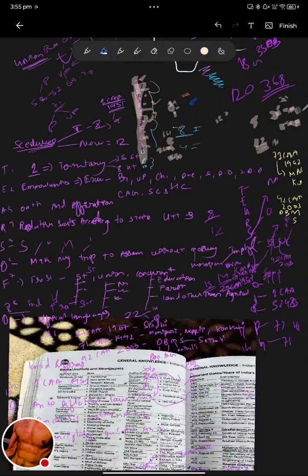Then O is your OLD. D is your anti-defection law, which is the 52nd Constitutional Amendment Act of 1985. Then after this, there is your PM, which is Panchayati Raj and Municipality.